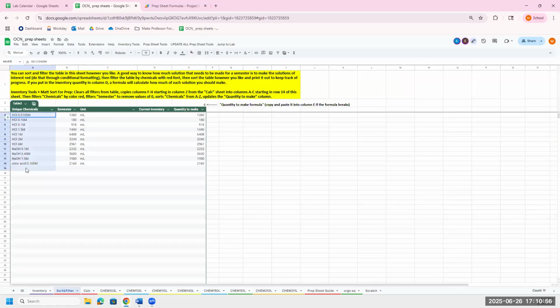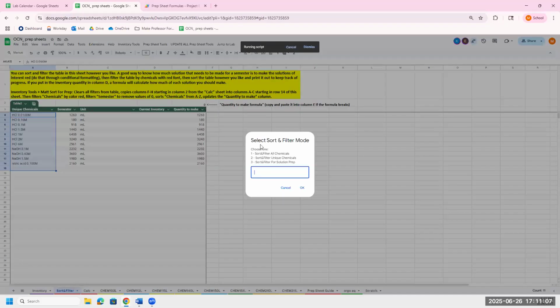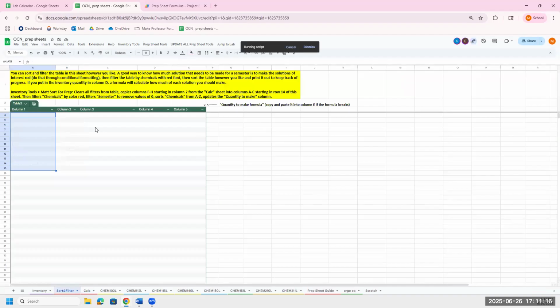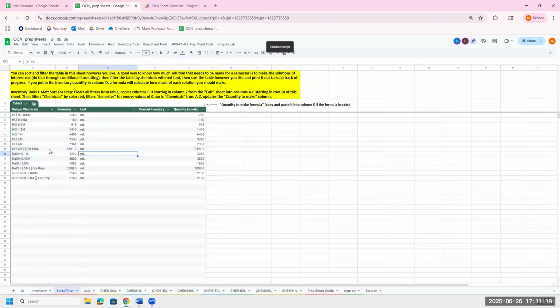This is what it would show up as in the sort and filter sheet. And so if we now go into sort and filter update, select the sort and filter mode, we're going to do this third one, sort and filter for solution prep. And do 3, click OK. It's going to run. And now you'll see under each of the unique chemicals, so for HCl, you'll see HCl 6 molar concentration for prep.